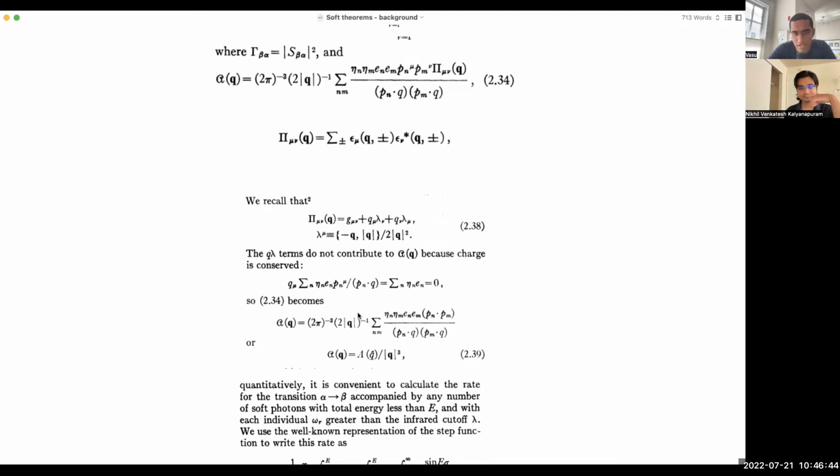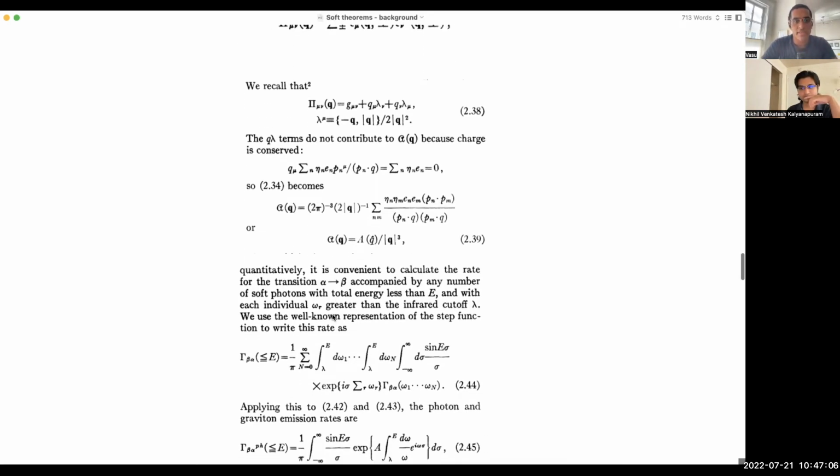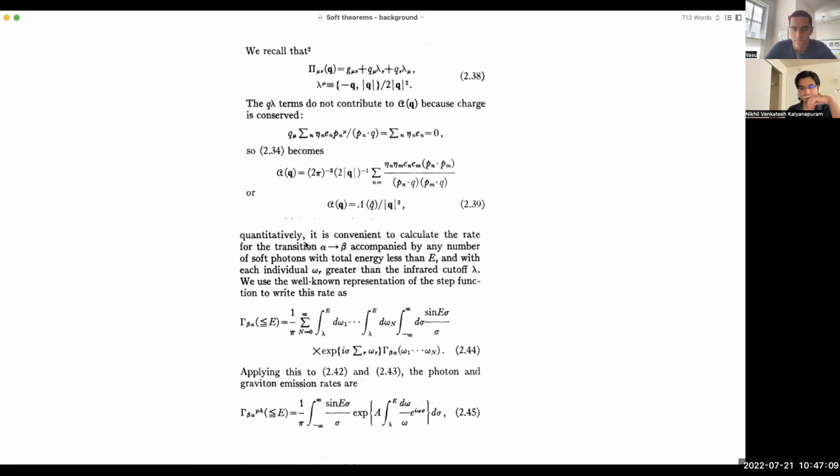But in the end, A of Q comes out to be something that almost looks like the contribution we had before. We have Pn.Pm, and then we have two soft factors here. And again, we can witness our A of Q hat that we did the integral over before, divided by modulus Q cubed here. That's what this curly A of Q is. And then Weinberg says, well, quantitatively, what you want to be doing is looking at the transition rate accompanied by any number of soft photon emissions with energy under some threshold energy. The threshold energy sets the bar for when you can consider these to be soft, when you can still keep the external legs on shell.